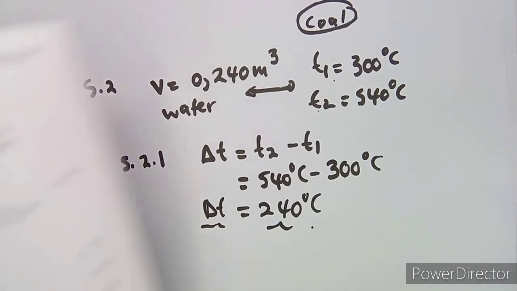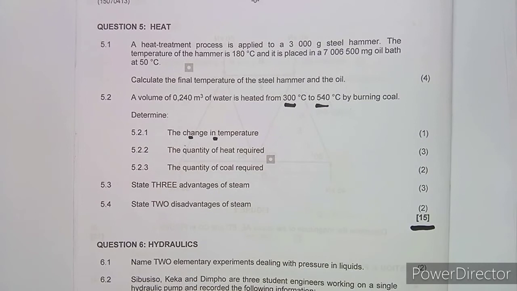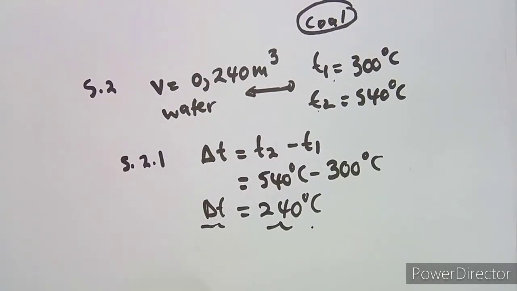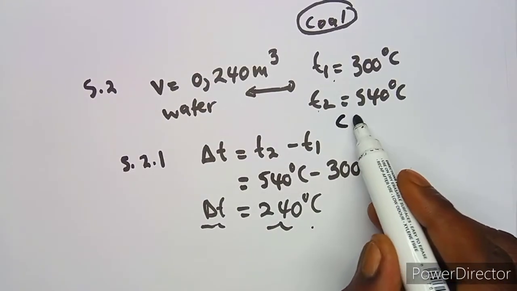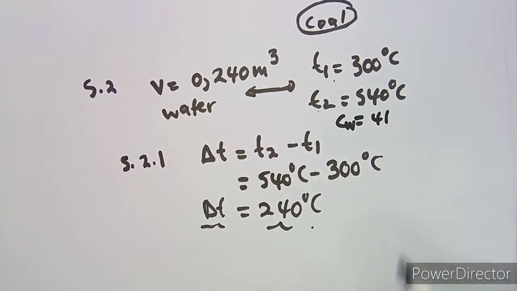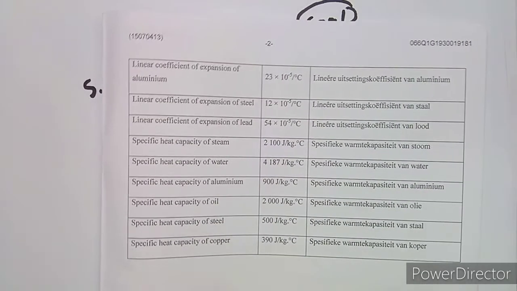All right. On 5.2.2, the quantity of heat that is required. Okay, so take note here. We've got water and we've got the specific heat capacity of water. I think we determined this one, the specific heat capacity of water. Did we talk about this today? We didn't. It was oil. Okay, but this one is 4187. Let me show you here.